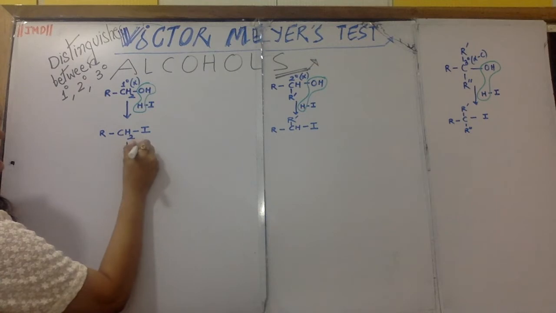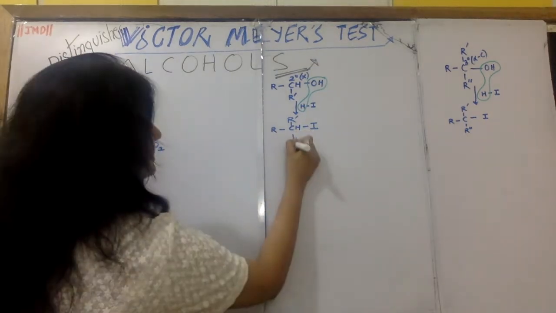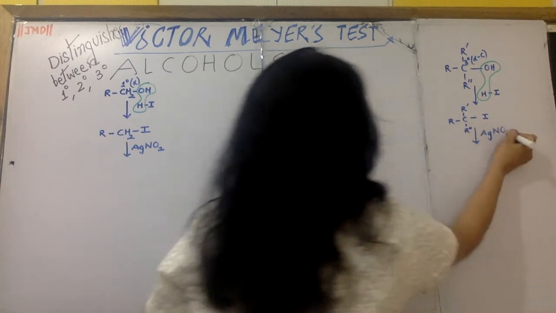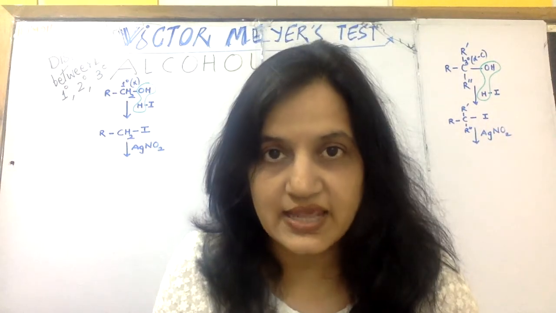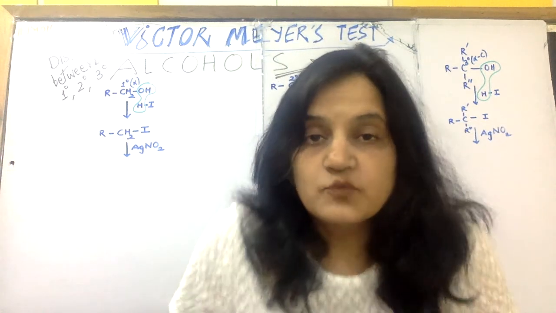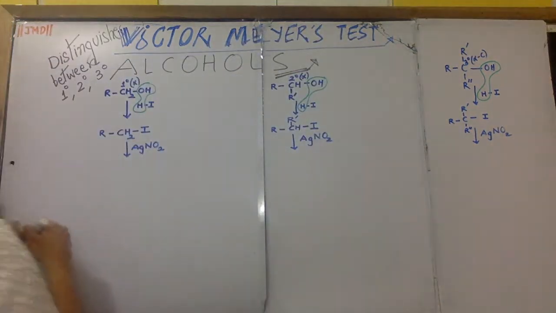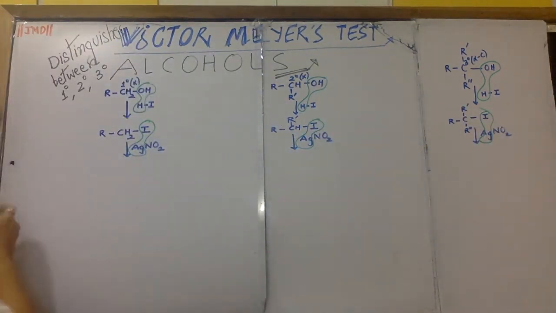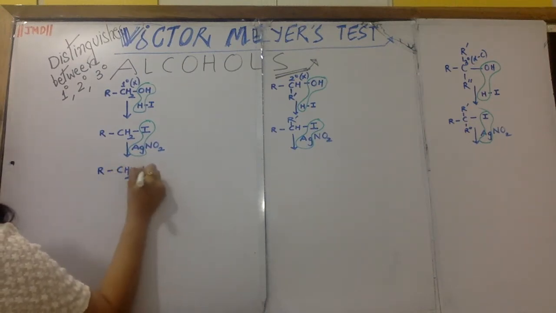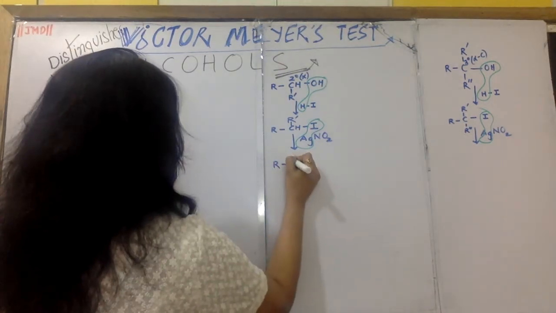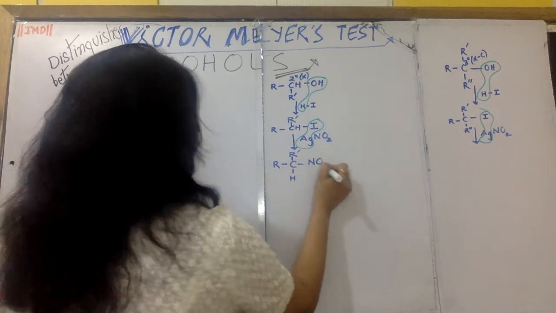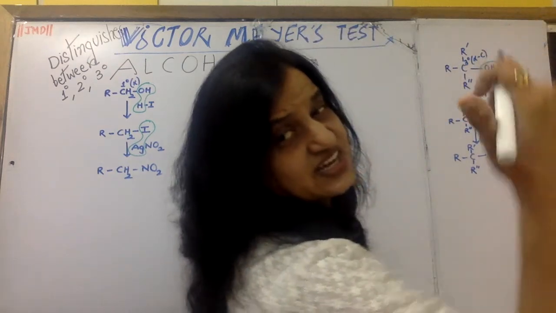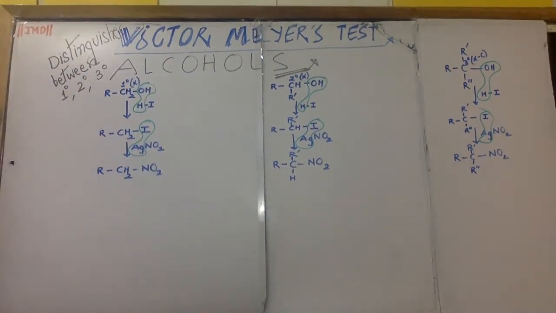Now the next thing, we react it with AgNO2, silver nitrite. This is one of the reactions of halogen derivatives of alkanes, where we have learned if we take an alkyl iodide and treat it with silver nitrite, we'll be getting nitroalkanes. So we have primary nitroalkane, we've got a secondary nitroalkane, and obviously a tertiary nitroalkane. So I think it's clear till here, isn't it? So primary, secondary and tertiary nitroalkanes are obtained.